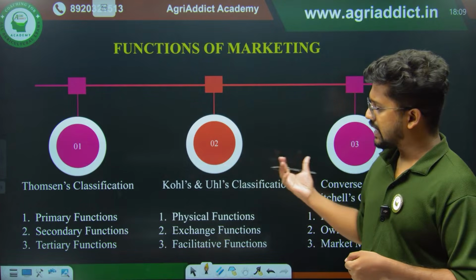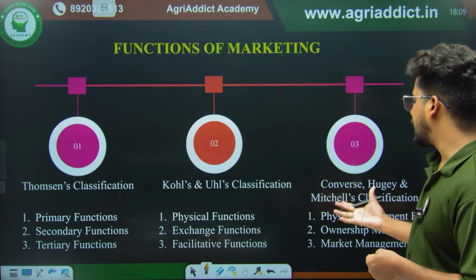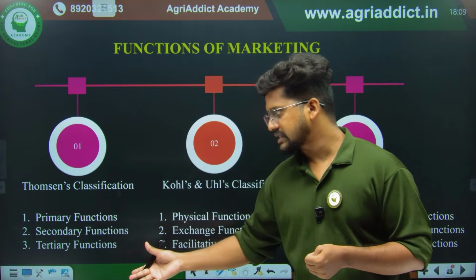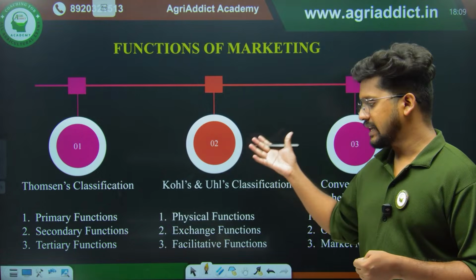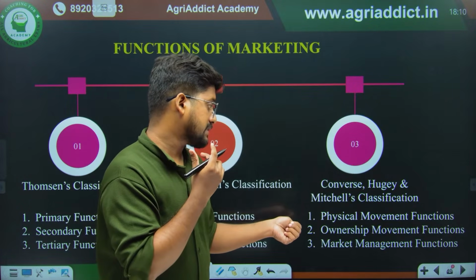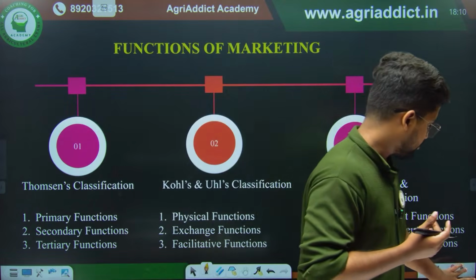There are 3 types of classification: Thompson's classification, Clark-Clark classification, and Converse, Huegy, Mitchell's classification. Thompson's classification is primary, secondary, and tertiary functions. Clark and Clark's classification is physical, exchange, and facilitative functions. And Converse, Huegy, Mitchell's classification is physical movement function, ownership movement function, and market management functions. So these are some of the functions.